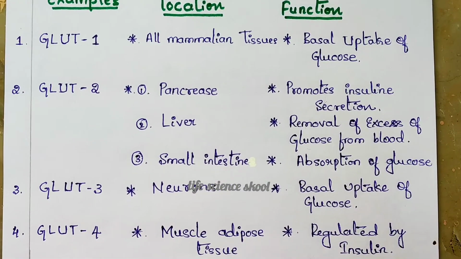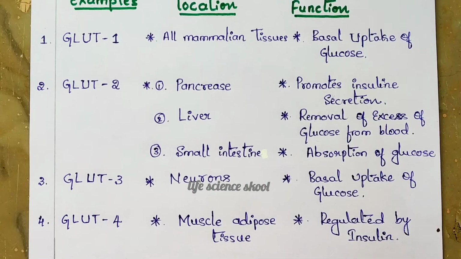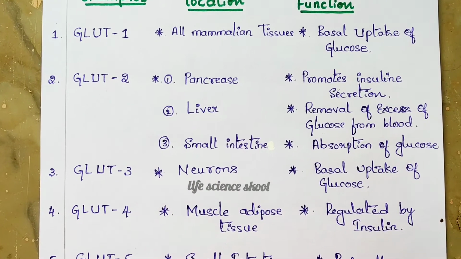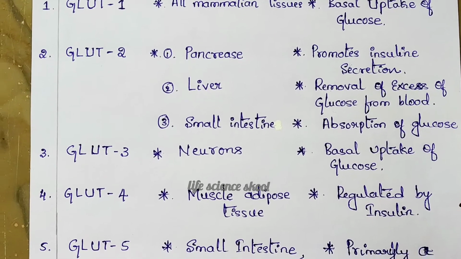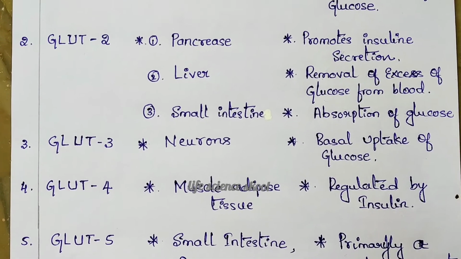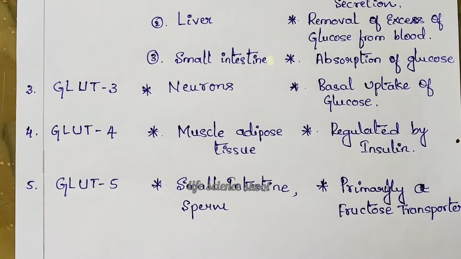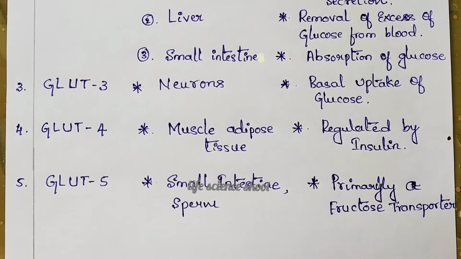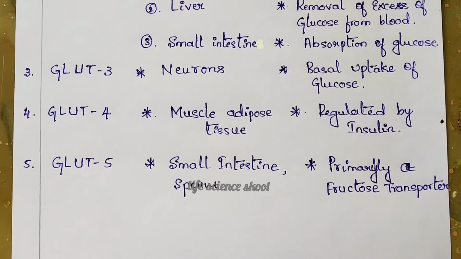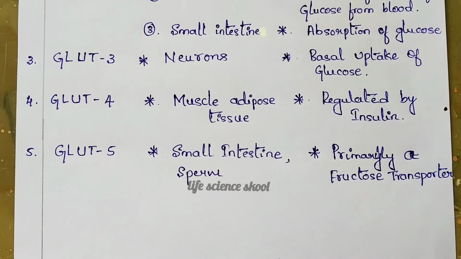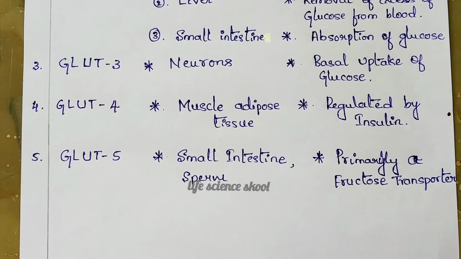Coming to the third one, GLUT3, it is located in the neurons, and the function here is basal uptake of glucose. The next one, GLUT4, is located in muscle and adipose tissues, and it helps in regulating insulin. The next one, GLUT5, is located in the small intestine and on the sperm, and primarily it is a fructose transporter.